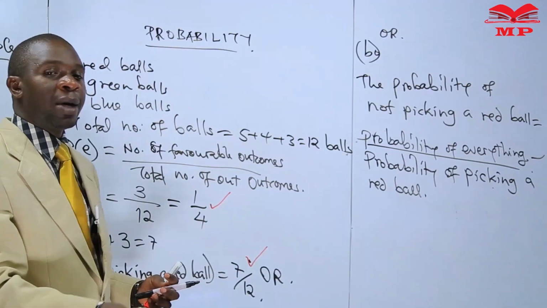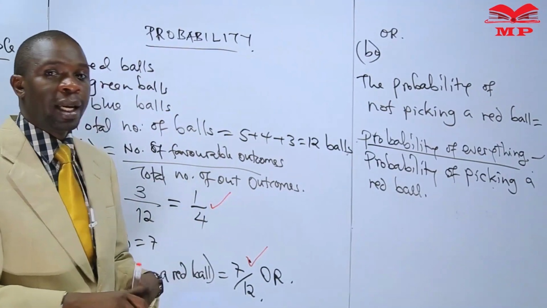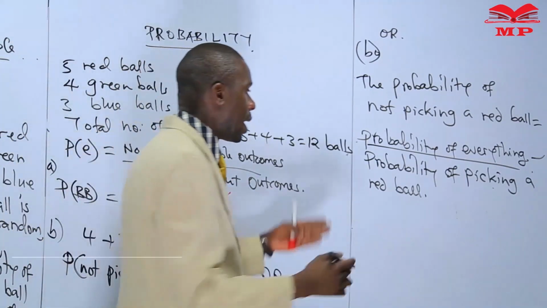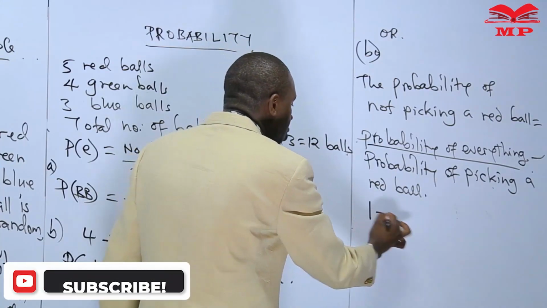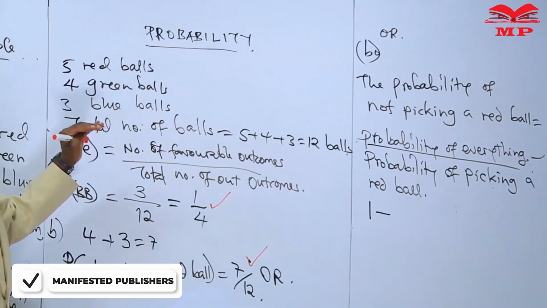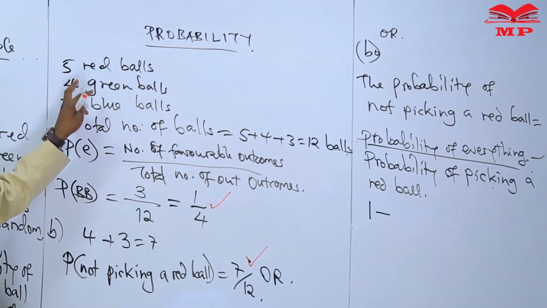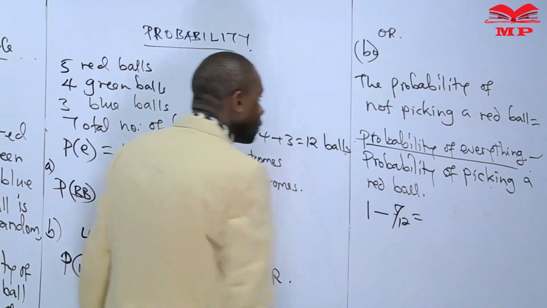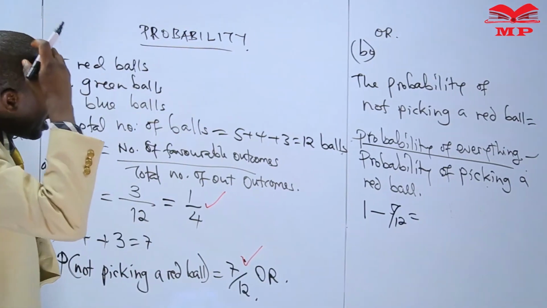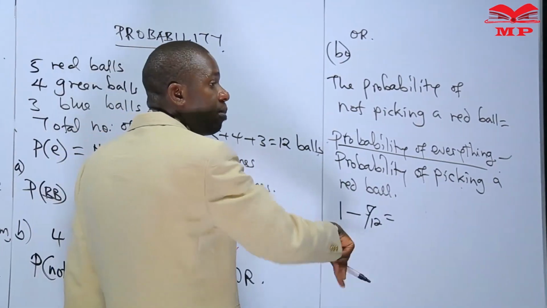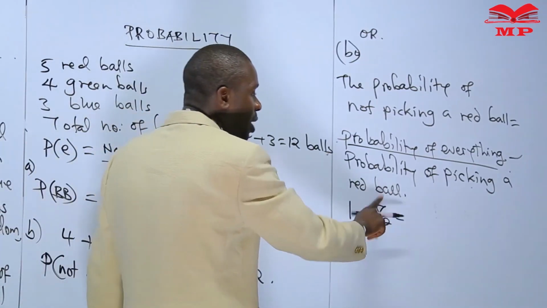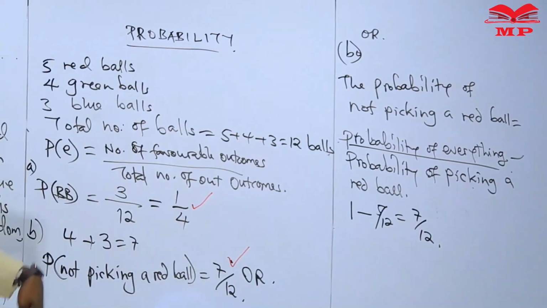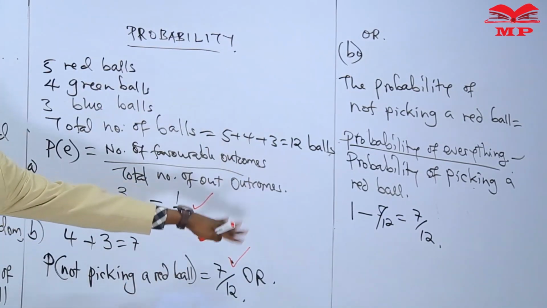Once you dip your hand in the basket, you must pick a ball. So that is certain. And when we were starting this topic, we said that for certain events, their probability is 1. So that probability will be 1. And the probability of picking a red ball in this case would be 5 out of 12. So the probability of not picking a red ball can be the certainty of picking everything minus the probability of picking a red ball, giving us 7 over 12 in that case. So normally we can also work with that order.